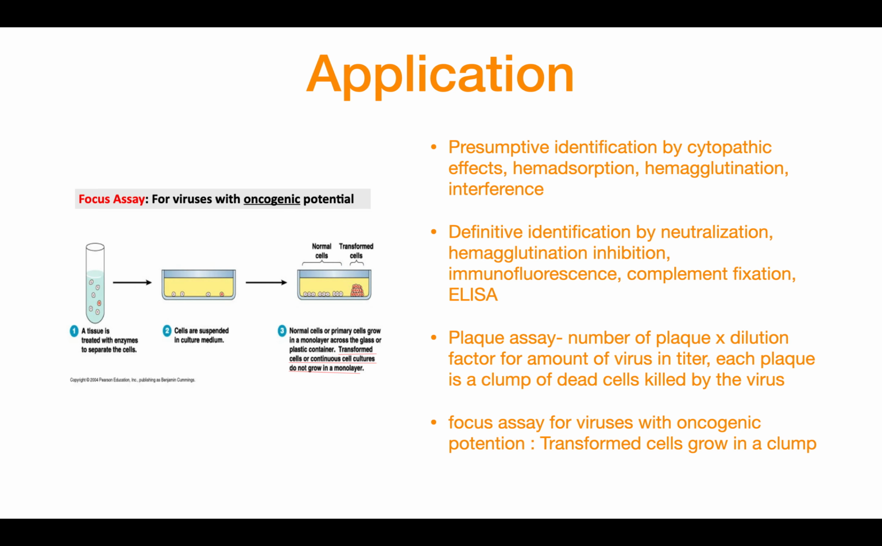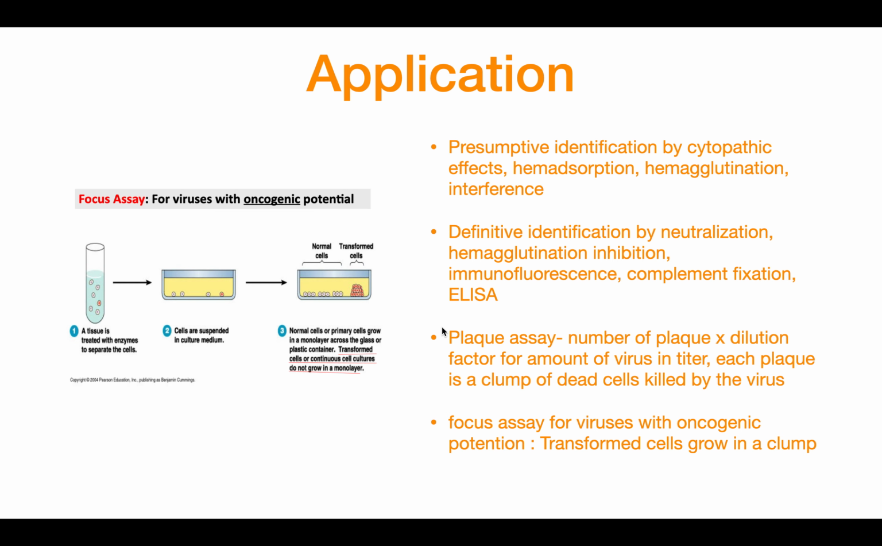The application of these labs is to create a presumptive identification. We want to see how the cell is reacting to see if any inclusion bodies have formed, hemadsorption, hemagglutination, any interference. The definitive identification is going to be the neutralization, so whether the virus is going to be responding to the antibody or not, the antivirals or not. Hemagglutination inhibition, immunofluorescence, complement fixation, and ELISA.